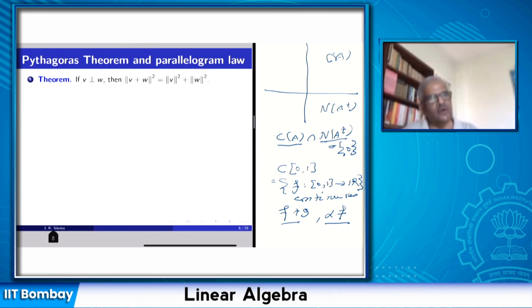Okay, let us see how to prove Pythagoras theorem in arbitrary inner product space. You are familiar with Pythagoras theorem in the plane. Take a triangle in the plane where the base and the height are perpendicular. Then the sum of squares of length of the base and the height is the square of the length of the hypotenuse. So let us see that we have a Pythagoras theorem in arbitrary inner product space, and therefore it implies the Pythagoras theorem in R2.